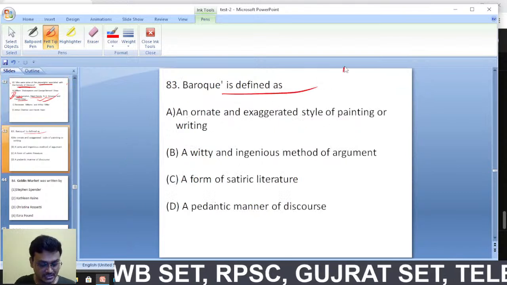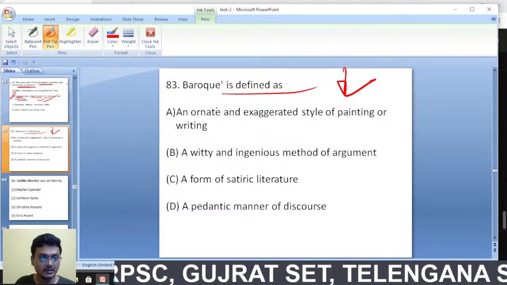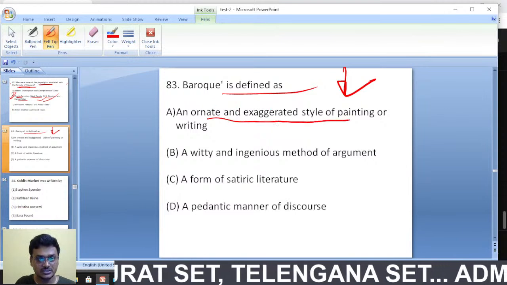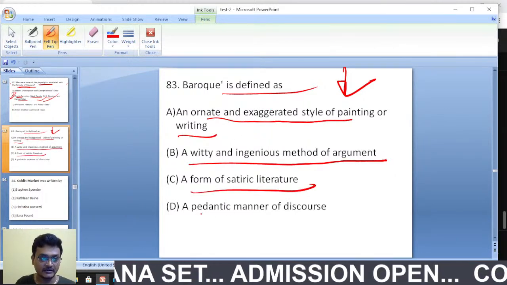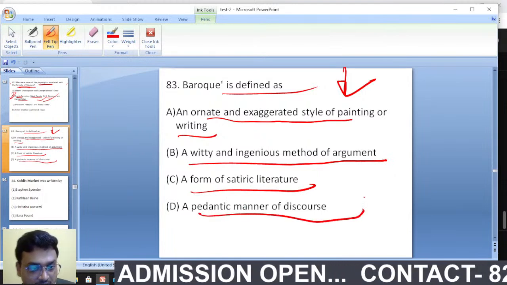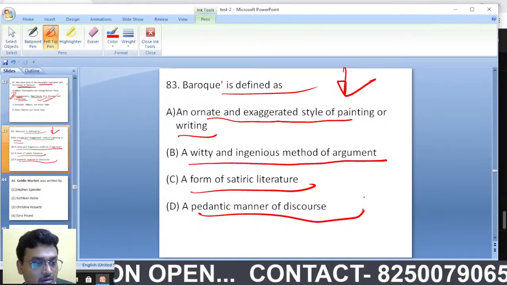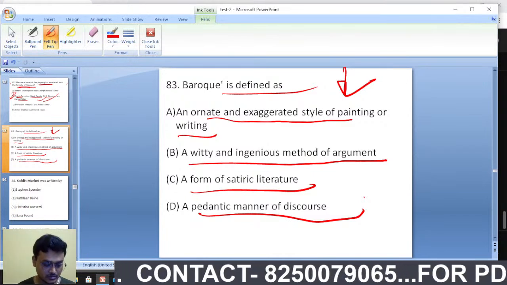Baroque is defined as, excellent everyone, an ornate and exaggerated style of painting or writing, a witty and ingenious method of argument, a form of satiric literature, a pedantic manner of discourse. What is Baroque?